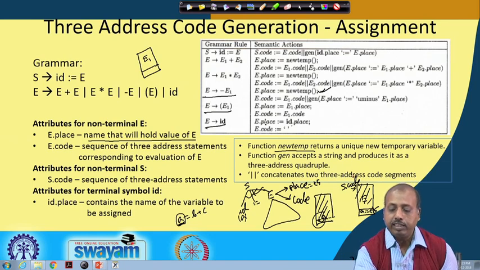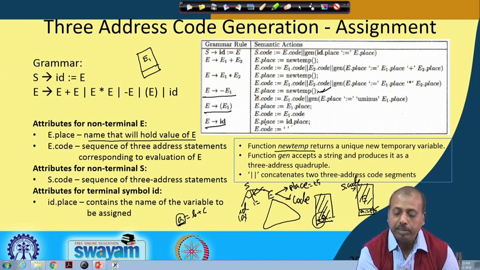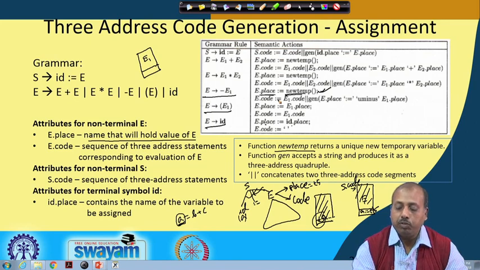So, this way E.place equals new temp. This new temp function will return a new temporary variable and that will be assigned to E.place. That new temporary variable will hold the value of this expression E. And what is the code for E? Code for E is the code for E1.